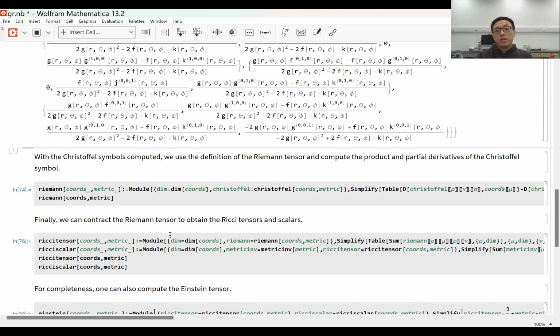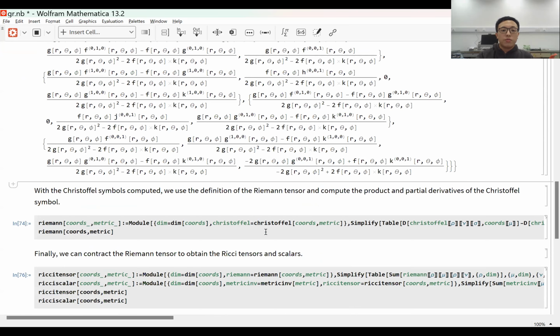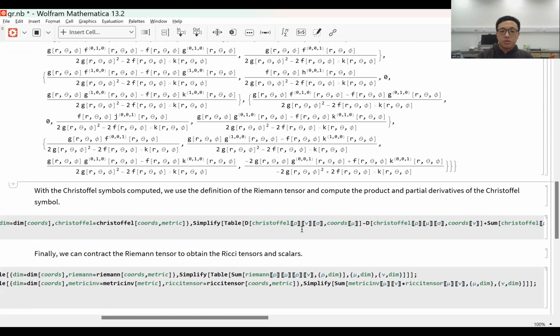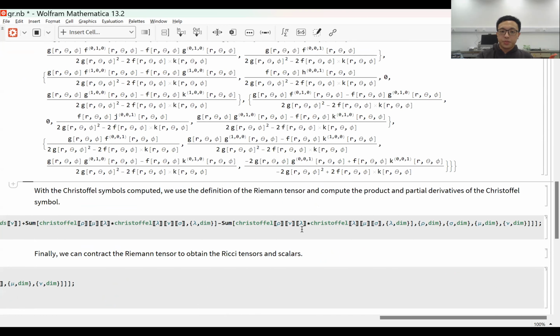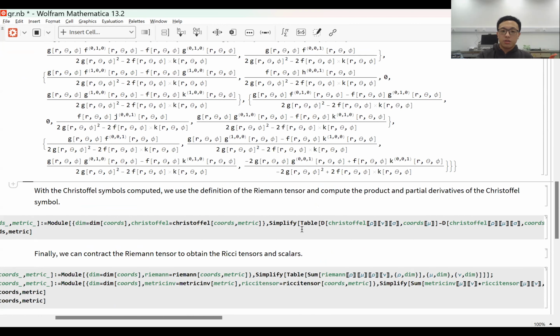But this is not even the worst part, because then you have to compute the Riemann tensor, and the Riemann tensor contains partial derivatives of the Christoffel symbol and quadratic terms of the Christoffel symbol. So we do the same trick, right? We loop over all coordinates, but we use the definition of the Riemann tensor in this case. So this is it. If you want to look at this code slowly, you can take a look.